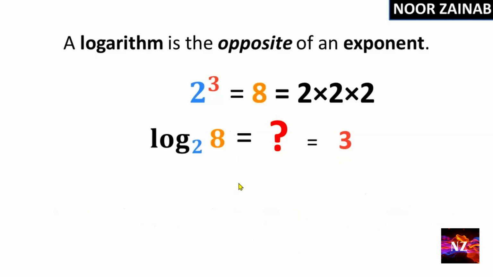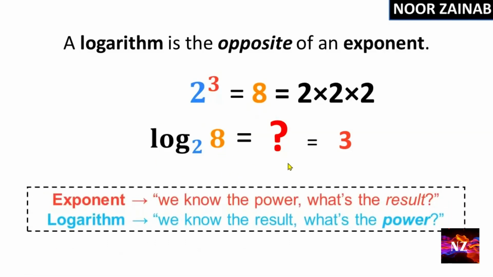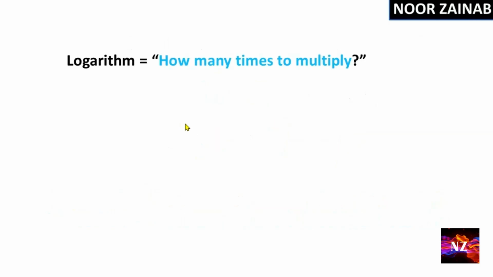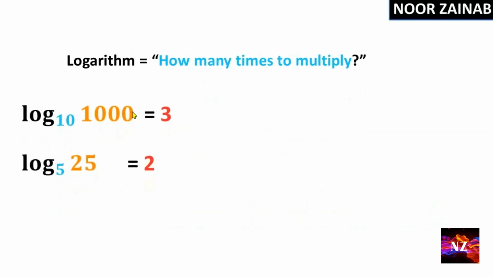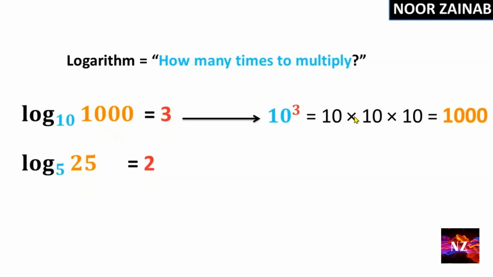So in this way, we can say that in case of exponents, we know the power and we have to find the result. Whereas in case of logarithms, we have to find the power. Like how many times we have to multiply 2 to get 8? We get 3. Here 3 is the power or exponent. So let's suppose we have to find the logarithm of 1000 with base 10. We have to multiply 10 three times and we get 1000.